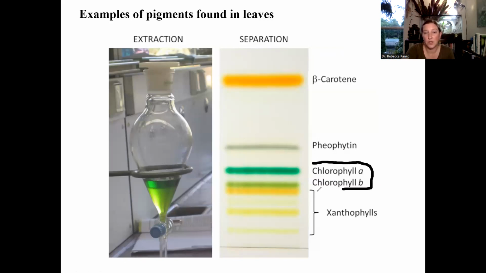But notice these two here, chlorophyll A and chlorophyll B, are green. Those are the pigments involved in photosynthesis. Okay, that's why I have that there.